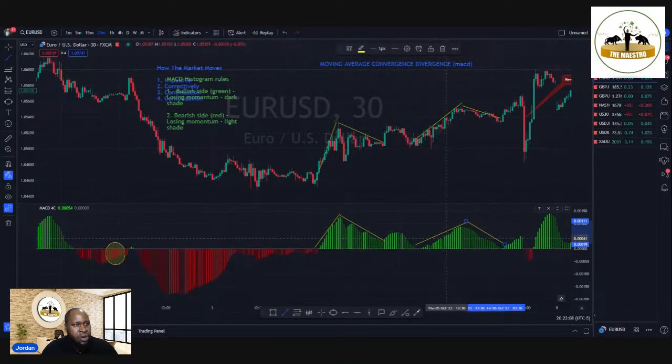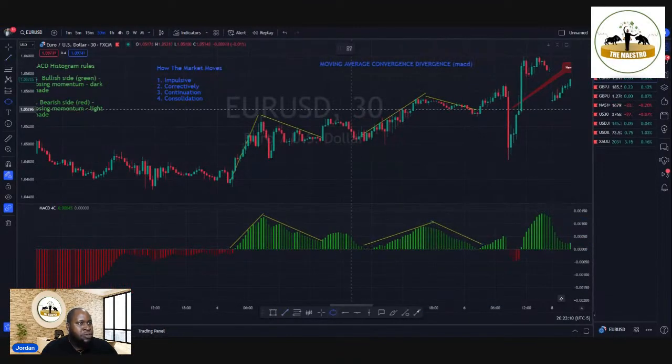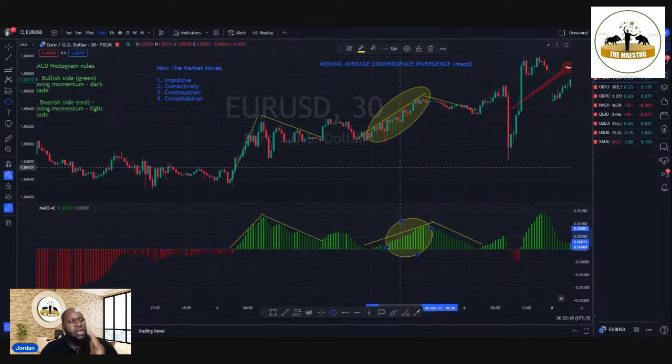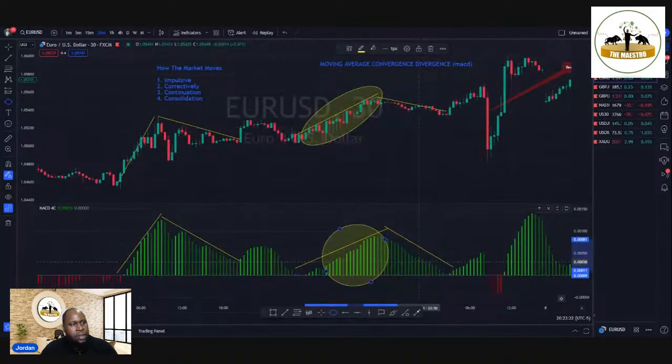So again, we continue to push up. We can see the histogram over here. As we push up over here, we can see on the histogram that the histogram is light green, okay? We're pushing up this bullish momentum. But as the correction again forms, the histogram is letting you know that we're going to have a correction.